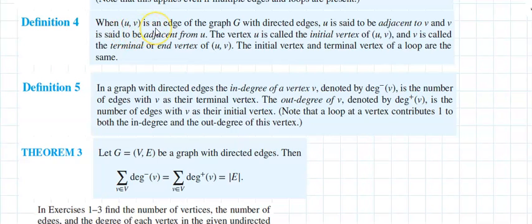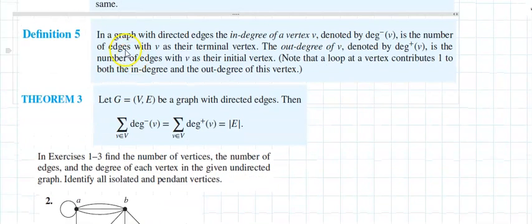When (u, v) is an edge of a graph with directed edges, u is said to be adjacent to v, and v is said to be adjacent from u. This is if it's directed. The vertex u is called the initial vertex, and v is called the terminal vertex. So kind of like beginning and end. The initial vertex and terminal vertex of a loop are the same. So a loop takes you back to where you were.